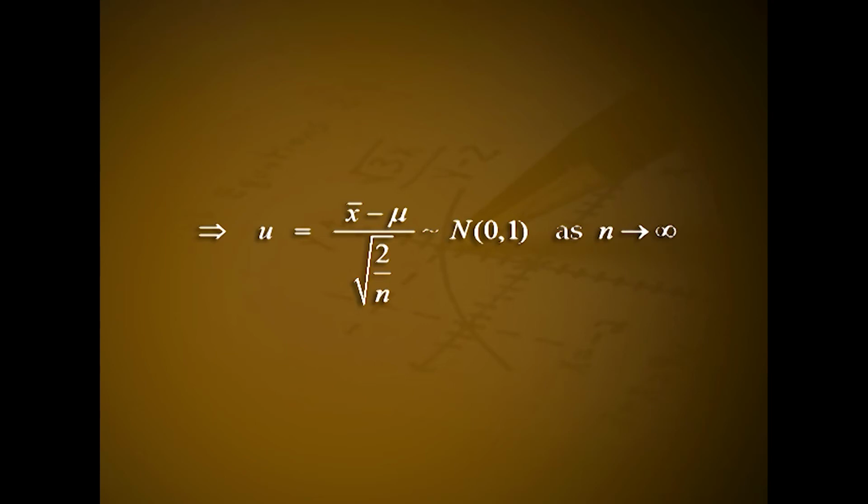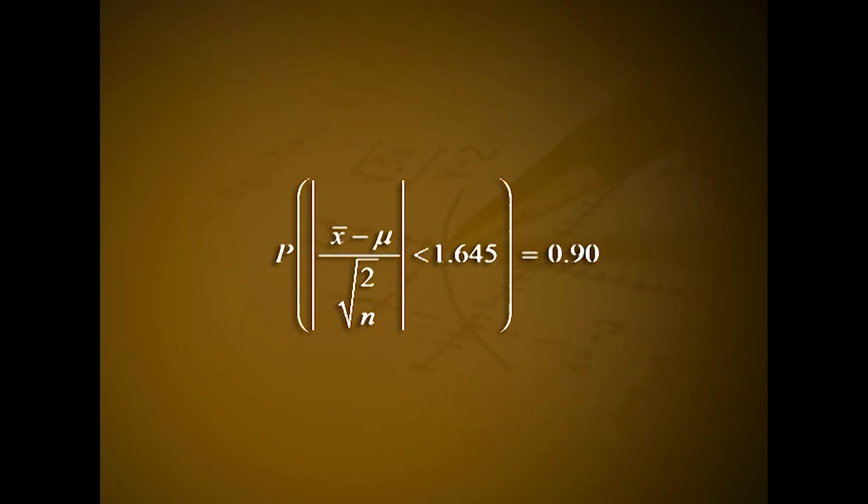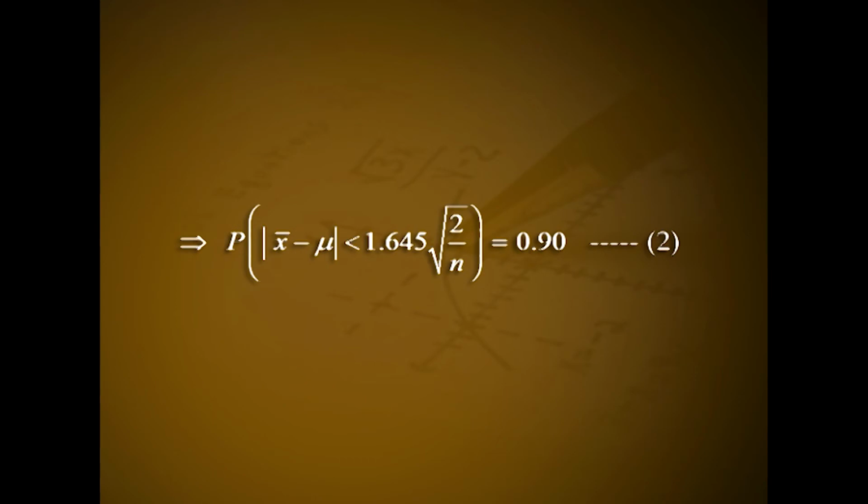From standard normal table, we get probability of modulus of x bar minus mu divided by square root of 2 by n less than 1.645 equal to 0.90. This implies probability of modulus of x bar minus mu less than 1.645 into square root of 2 by n equal to 0.90. Let it be 2.